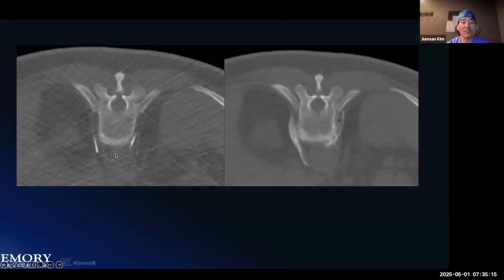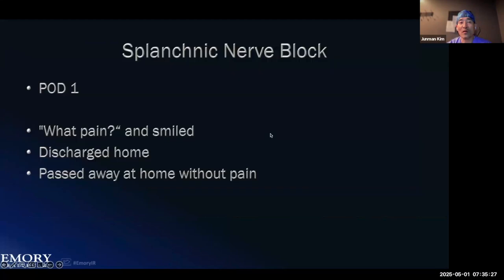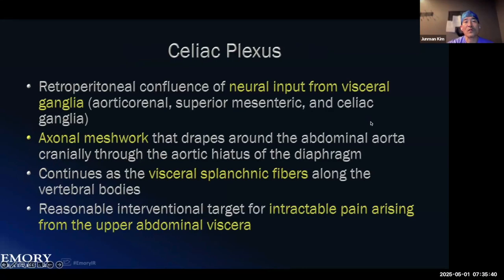So this was the actual procedure for that patient. As you can see from the needle, one side was correctly placed. The right side was anti-crural. So this was not a great placement, but the next day, patient was joking, "What pain?" Asking me, and smiling. 0 out of 10 pain. So discharged home. Patient passed away at home without pain.